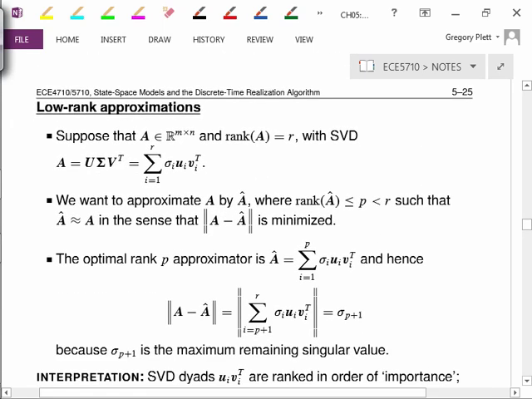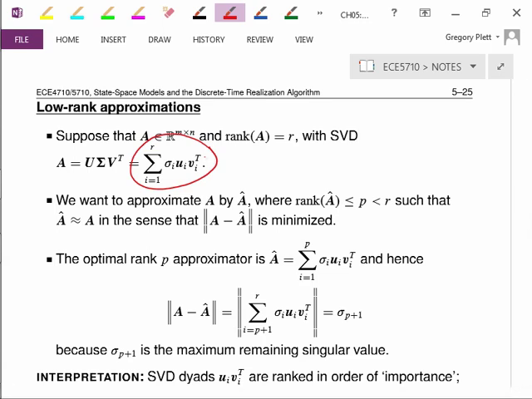Let's look at low rank approximations. Suppose that A is some rectangular matrix in general. It's M by N. It's rank R. It has singular value decomposition, U sigma V transpose, which, by the way, we can write in this summation form as well. It's the sum from 1 to R of that singular value times that output direction times that input direction transposed.